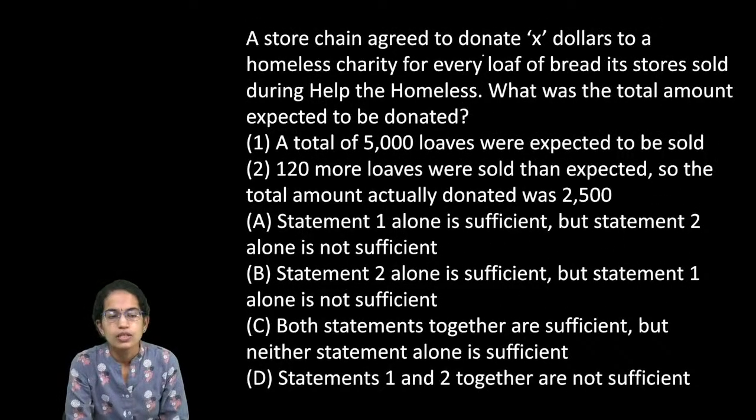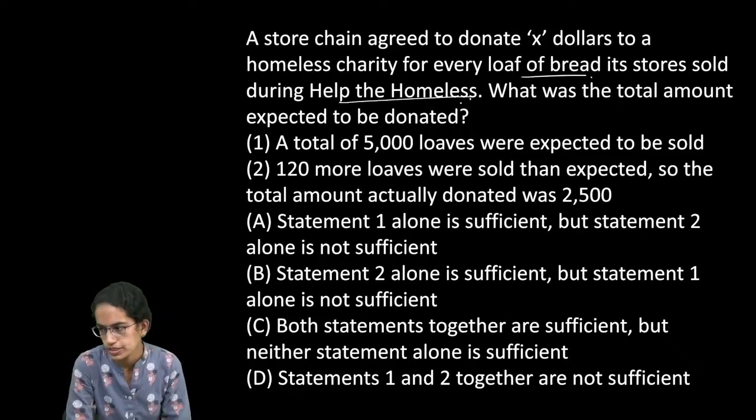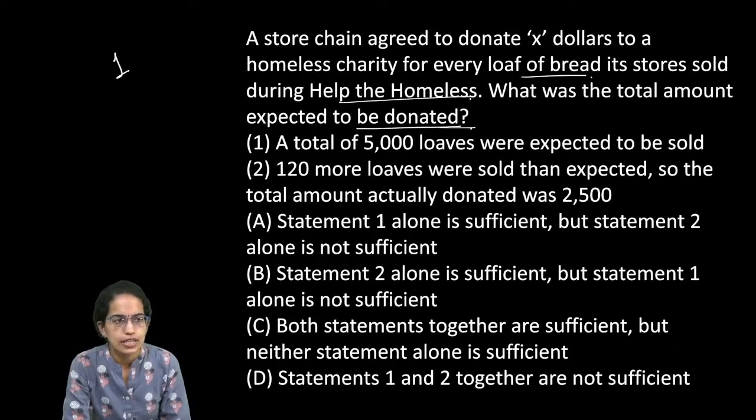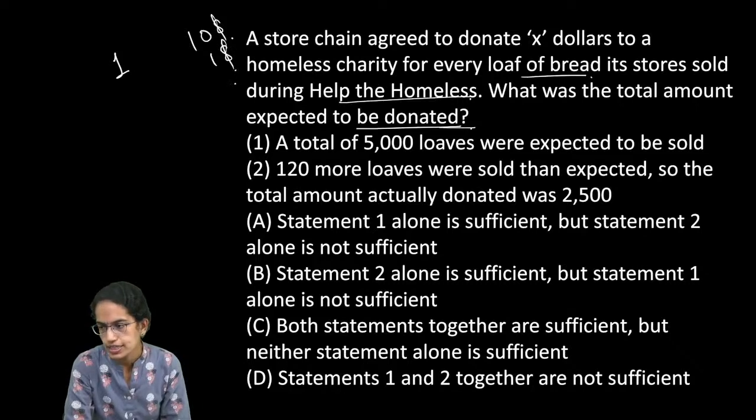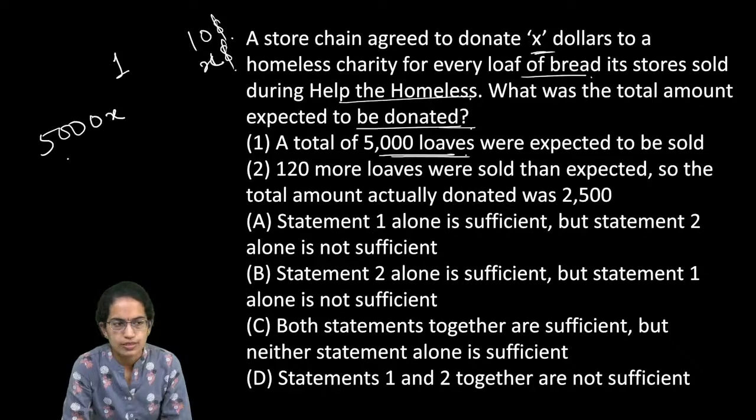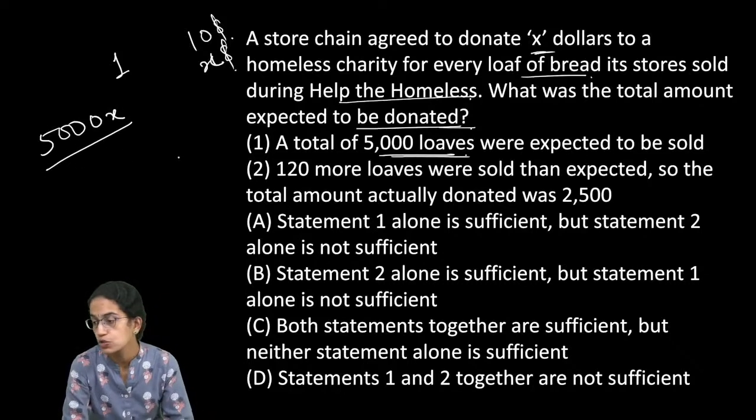Here, a store chain agreed to donate certain dollars to a homeless charity for every loaf of bread that its store had sold during the Help the Homeless week. Now here, what is the total amount which is expected to be donated? Let's say if there is one loaf which costs, let's say, $10, you can have $1 against charity. We do not know. So the dollar amount for charity is x. Now, how many loaves are there? A total of 5,000 loaves. So, 5,000 times x would be the total amount which would be given to the charity.